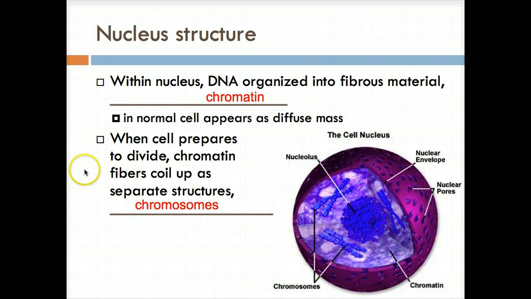A little more about the nuclear structure. It says within the nucleus, DNA is organized into fibrous material called chromatin. So it's the chromatin.